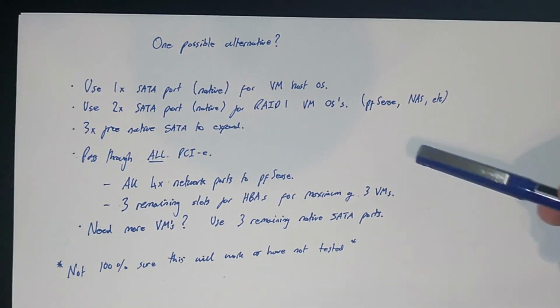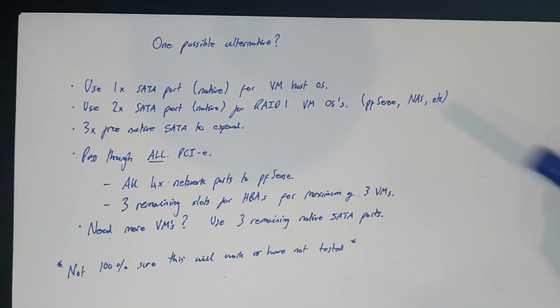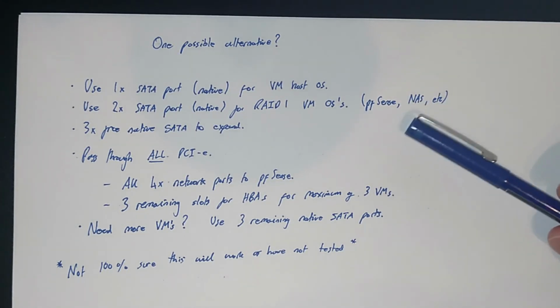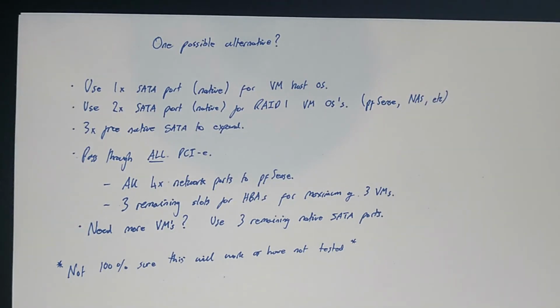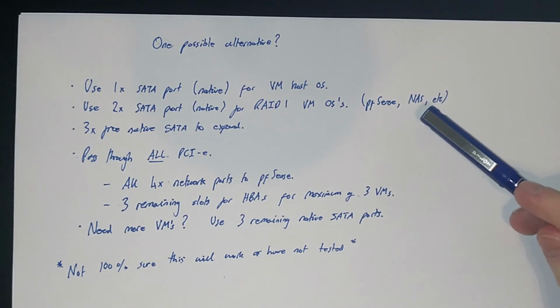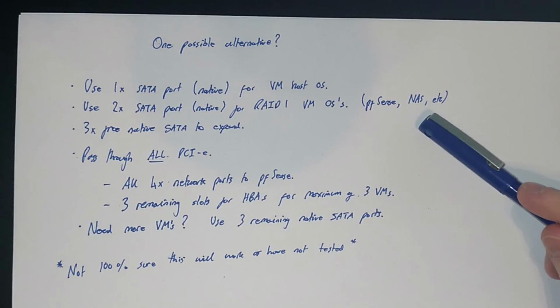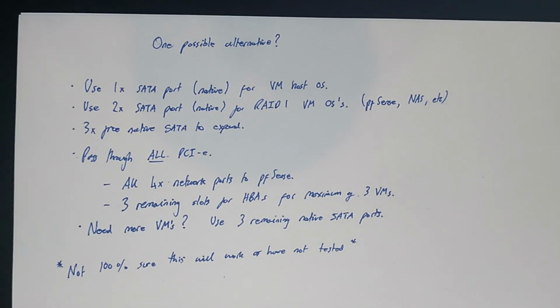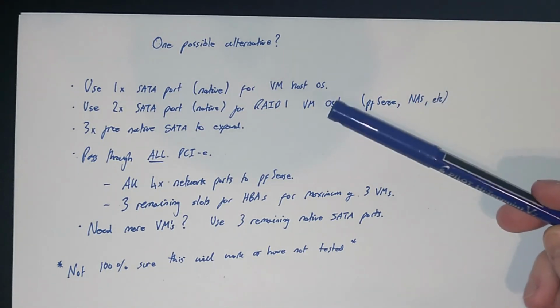RAID 1 is obviously the easiest one, which uses a pair of ports at a time, and then use those arrays to host the operating systems for the VMs, because if those disks die, it doesn't matter too much. If I find that I can't recover those OS systems from a QCOW virtual hard disk file, it doesn't matter too much, because at least it's not my data that I'm trying to preserve or store on the NAS effectively.